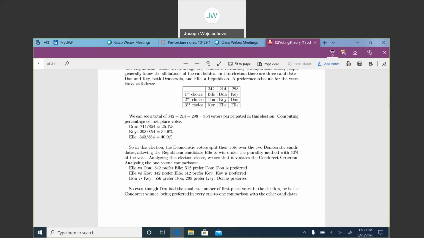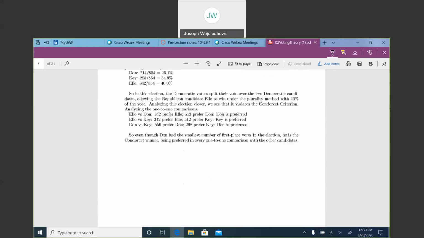Analyzing the election closer, we see that it violates the Condorcet criterion. So if we look at this, we have L versus Don. We see that Don would win with 512. And L versus Key, we see that Key would win with 512. And Don versus Key, we see that Don would win. So Don would beat Key and Don would beat L in head-to-head. So that would be the Condorcet winner.